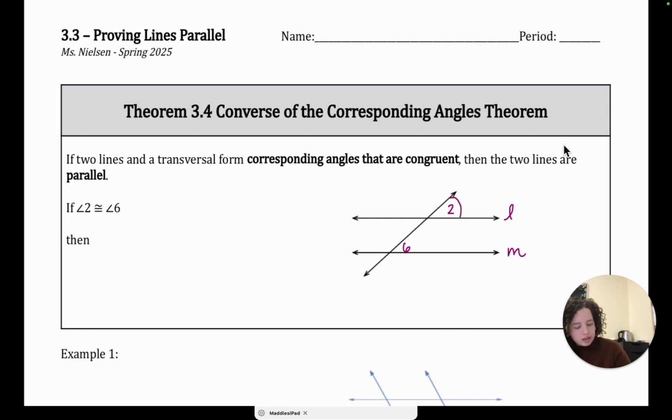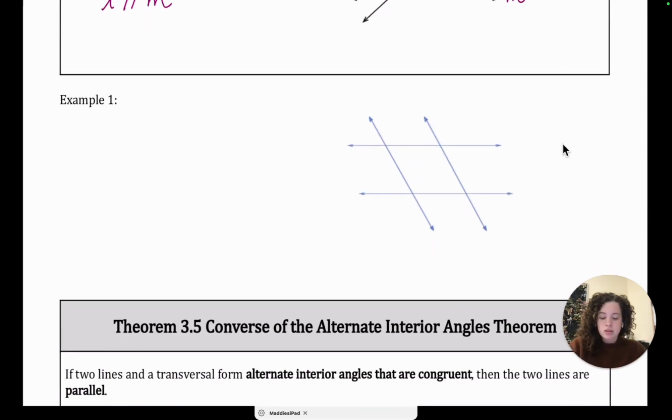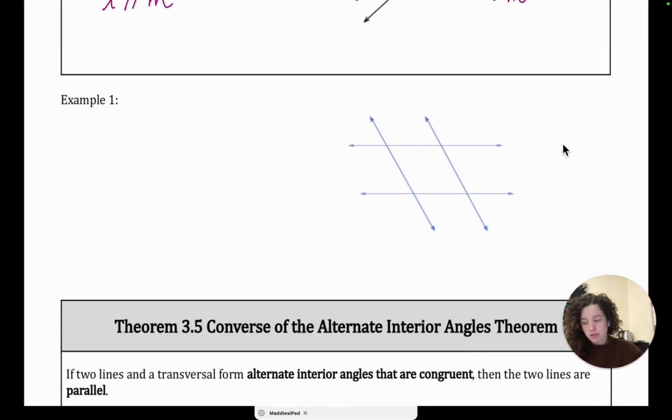We are told that angle 2 and angle 6 are congruent, so I'm putting my little curvy congruent marks here, right? Angle 2 and angle 6 are congruent. Then that means that line L is parallel to line M. No problems there, right? Same exact thing we said yesterday, just reversing it. Okay, so let's give ourselves an example then.